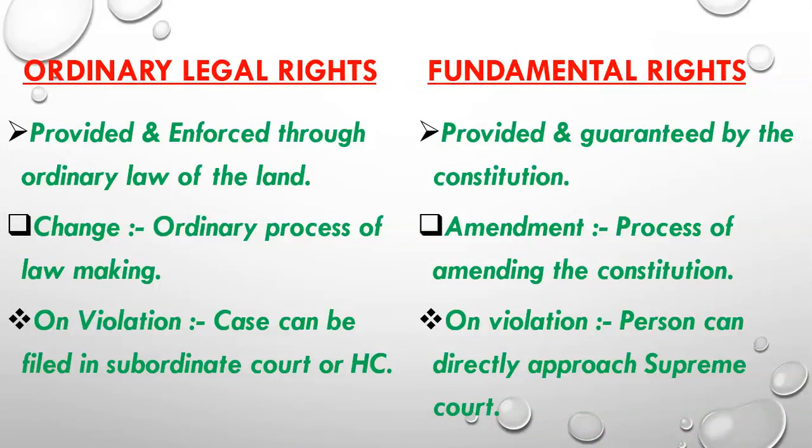So friends, on the left side we have ordinary legal rights, and on the right side we have fundamental rights. Ordinary legal rights are provided and enforced through the ordinary law of the land. Ordinary law of the land means any law passed by the parliament by a simple majority. Simple majority means more than 50% of the members present and voting. So an ordinary right means a right which is provided and enforced through any ordinary law passed by parliament or any state legislative assembly.